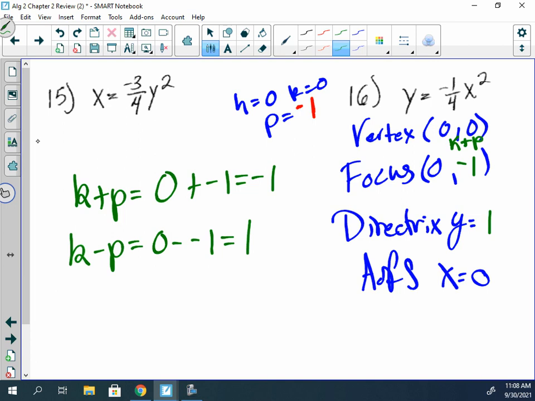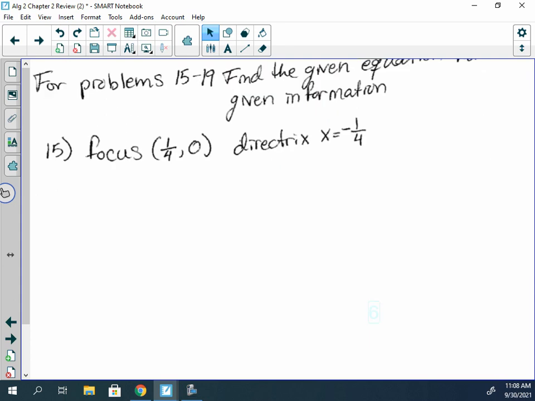Questions on this here? We ready for the next one? So any other questions on this section here? Questions on 15 through 19. One of those that we want to look at. Fifteen, yes.